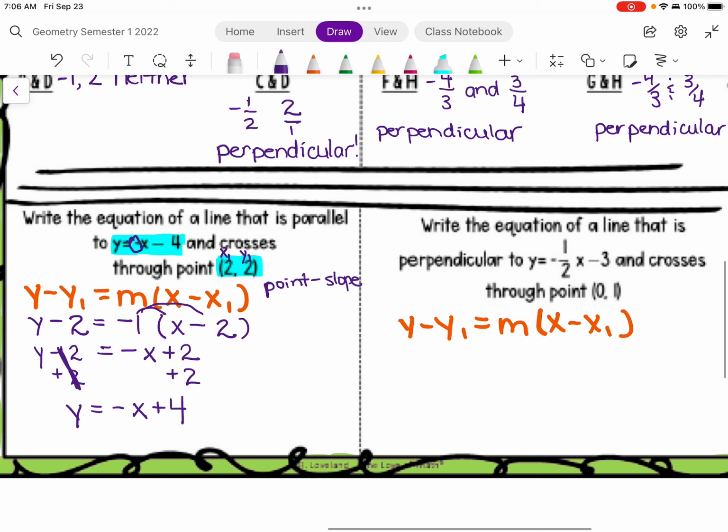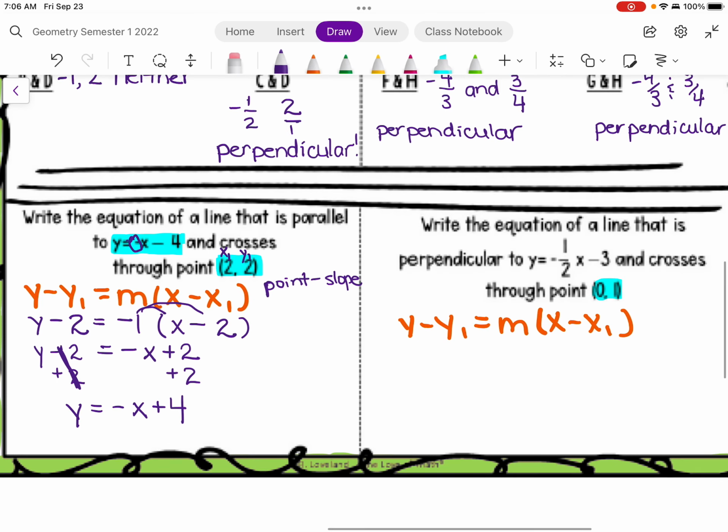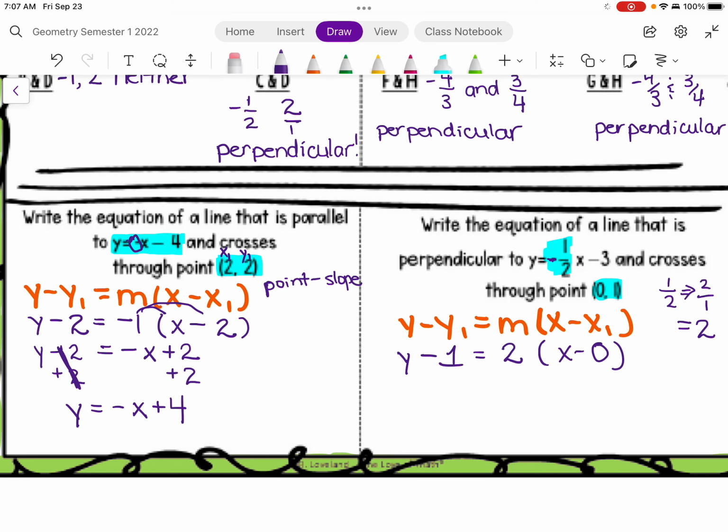Okay, so perpendicular, we're still going to use that same formula. This time we're going to go through the point 0, 1, and we're going to have to change the slope a little bit because it's perpendicular, not parallel. So with parallel, we just wrote the same slope again, right? But perpendicular, we need to first change the sign. So it's currently negative, so our new one's going to be positive. And then we're going to flip the fraction. So 1/2 flipped becomes 2 over 1. But 2 divided by 1 is just 2. So that makes my life easier. I don't have to deal with messy fractions in this problem.